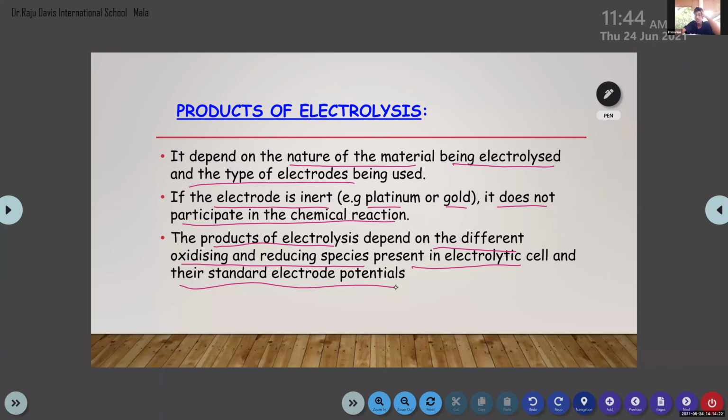Being electrolyzed and the type of electrode being used. If the electrode is inert, it does not participate in the chemical reaction. The products of electrolysis depend on the different oxidizing and reducing species present in the electrolytic cell and their standard electrode potentials.